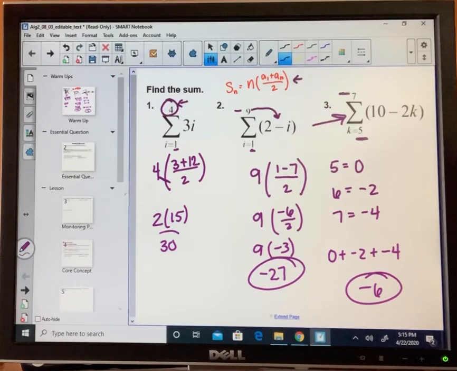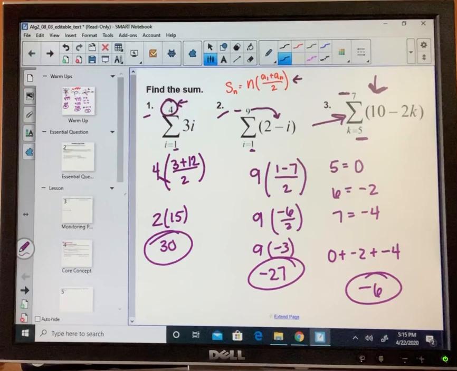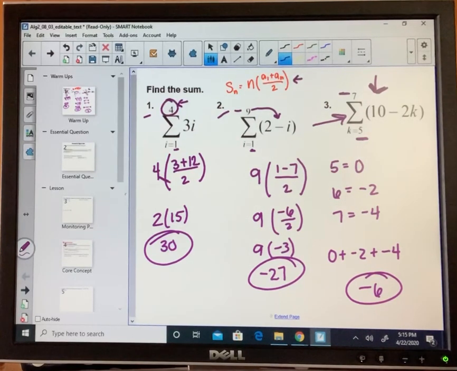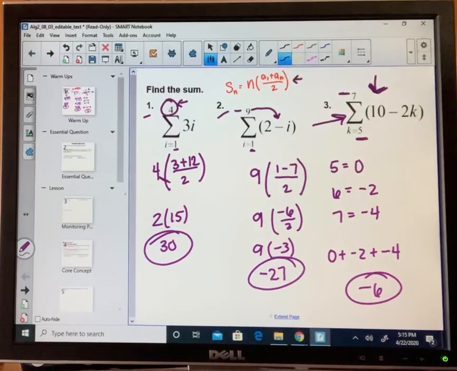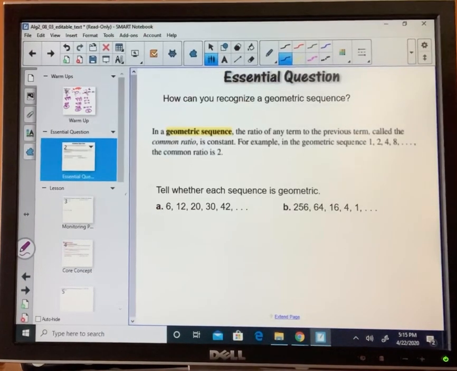Okay, so this is summations. You had one like this third one on your first assignment, so I just wanted to touch up on it because I feel like a couple of you are struggling with that. And then number 1 and 2 were what we did on our last assignment. Okay, so that was arithmetic sequences and series. Today we're going to talk about geometric sequences and series.